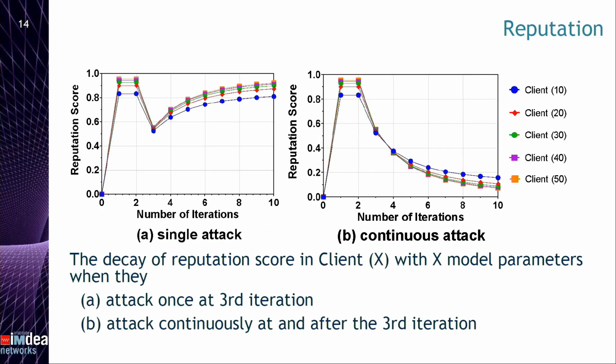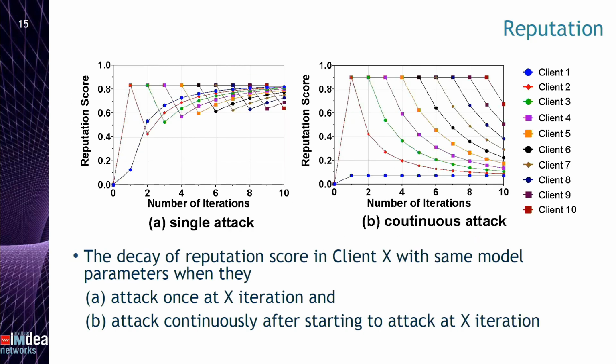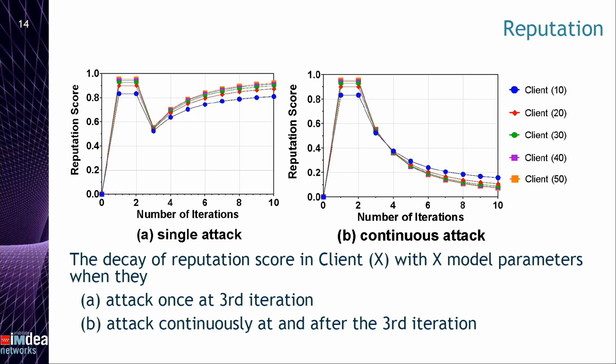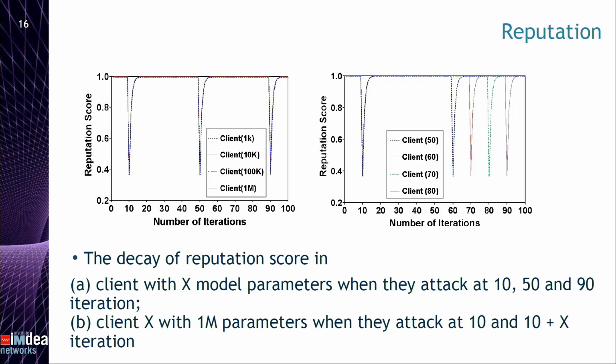Okay, so to demonstrate how the reputation model evolves, we consider several scenarios, and these are the scenarios we're considering for our reputation model. You can see that in these scenarios, the attacker conducts either a single or a continuous attack, and no matter which scenario, once the attacker begins attacking, the reputation score directly plummets.